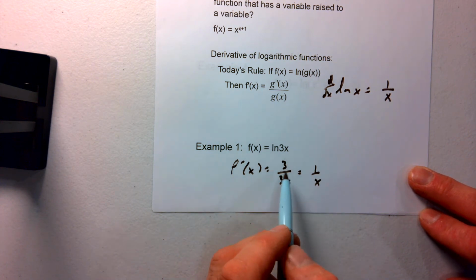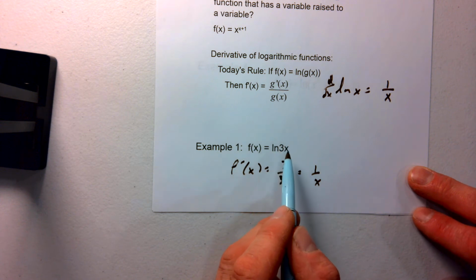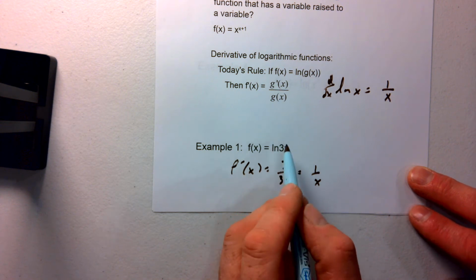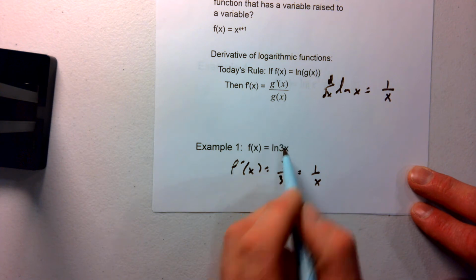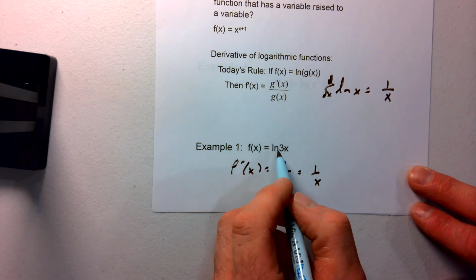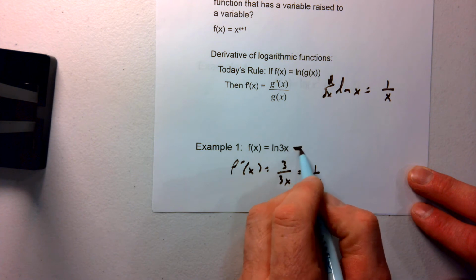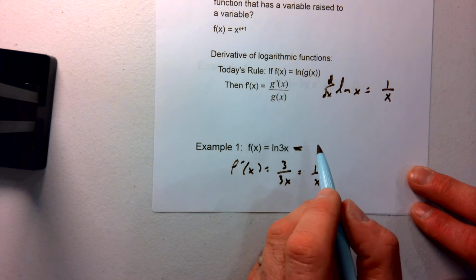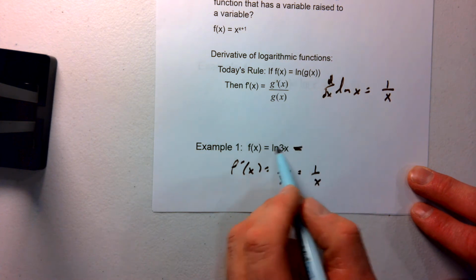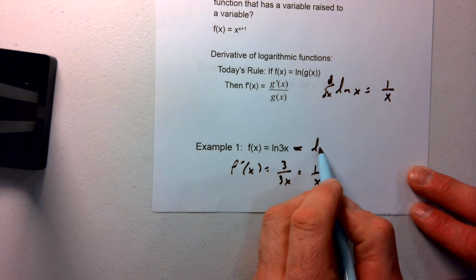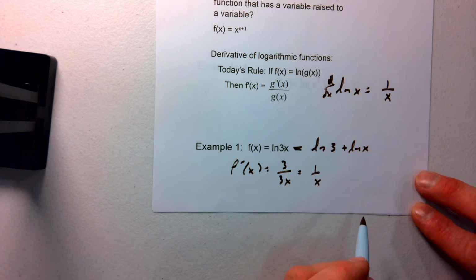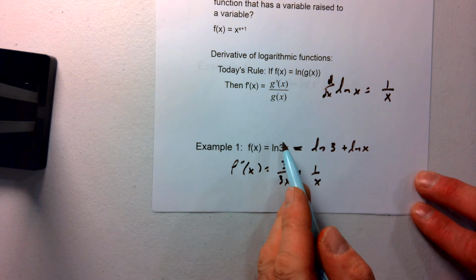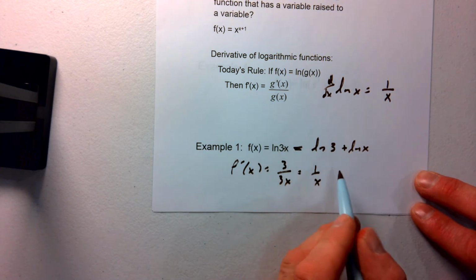Now, I'll give you a little secret, a little hint. Notice natural log of 3x. We can say this is 3 times x, can't we? Well, in that case, I have expansion rules that I learned way back in pre-calculus and algebra 2. I can expand this to the natural log of 3 plus the natural log of x, right? I expand multiplication through addition.